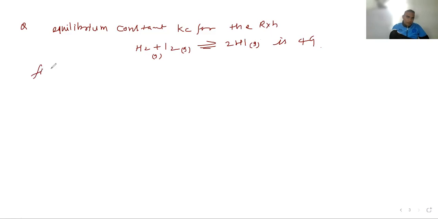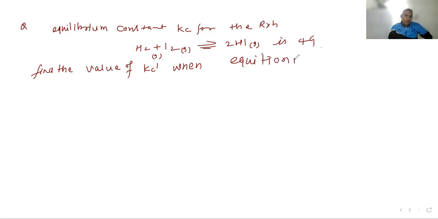Find the value of Kc dash when the equation is divided by 2. So they are saying H2 1 by 2 plus I2 1 by 2 reversible HI. So this is the half reaction.